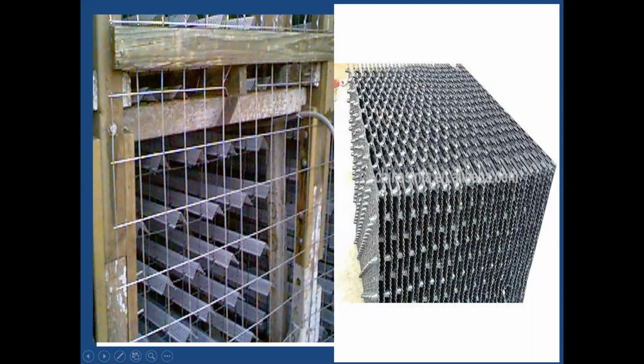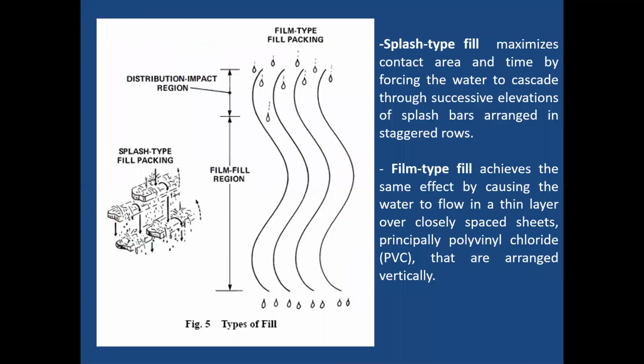This film type filling material is closely spaced, so a thin layer is formed here, and it comes in direct contact with this material as well as the air. When the water flows through these thin sheets, its contact area increases as well as its time of exposure. So these two types of filler materials are generally provided in the cooling tower, just below the water distribution system.